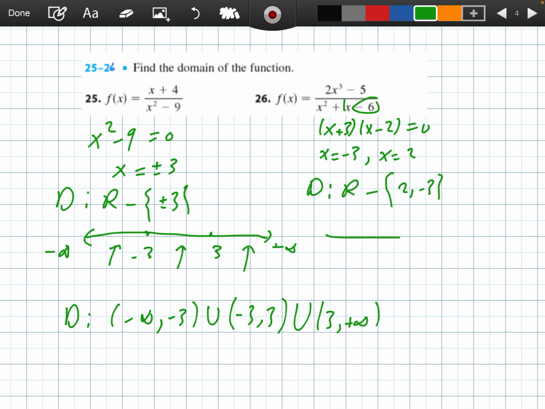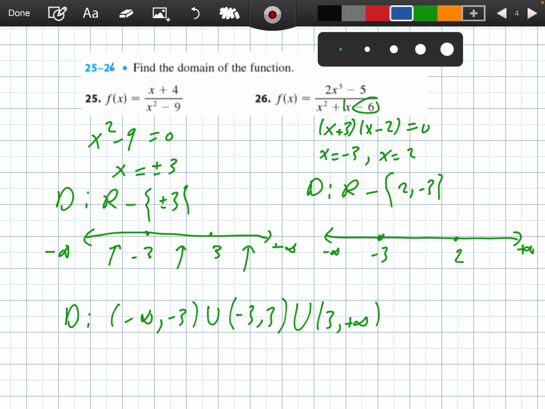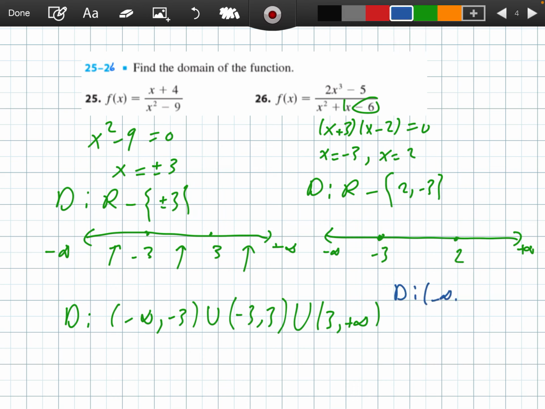On the number line, -infinity to +infinity, -3 first and then 2. The domain can be written as from -infinity to -3, open interval, union -3 to 2, union 2 to +infinity.